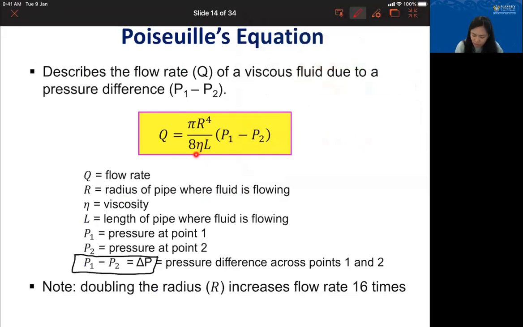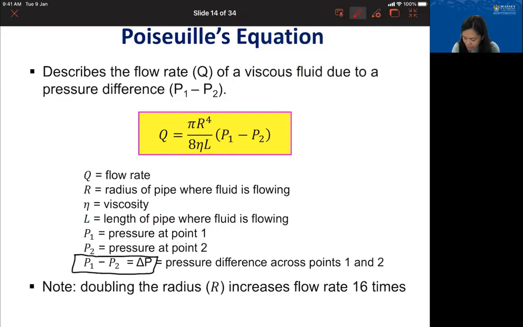Viscosity is here, so that means fluid flow is inversely proportional to the viscosity, and we've been discussing that. The thicker the fluid is, the less likely it is to flow, so it will have a smaller flow rate the bigger the viscosity is. Also, the longer the pipe is, the smaller the fluid flow. So length is inversely proportional to the flow rate. And of course, you have pressure there.